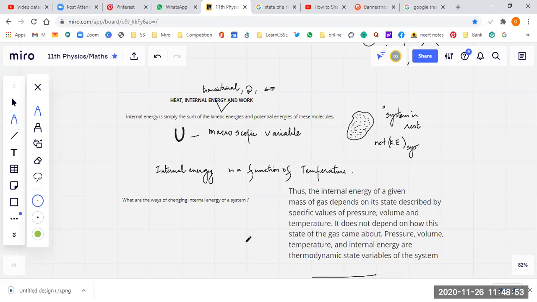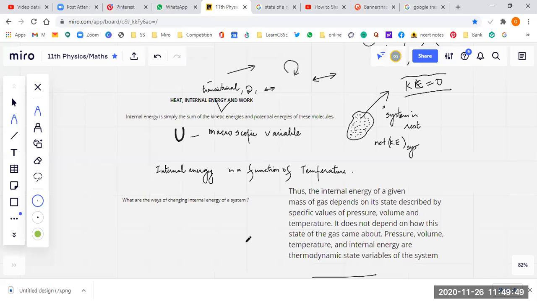Now, this container which is containing the gas is not moving. So we can say the net kinetic energy of this system, macroscopically, is zero, since the container is not moving. But the individual molecules have three kinds of motion. They can have translational motion, rotational motion, and vibrational motion. Owing to these three motions, these molecules have kinetic energy. So the sum of all these kinetic energies and the sum of the individual potential energies of these molecules is the internal energy of the system.